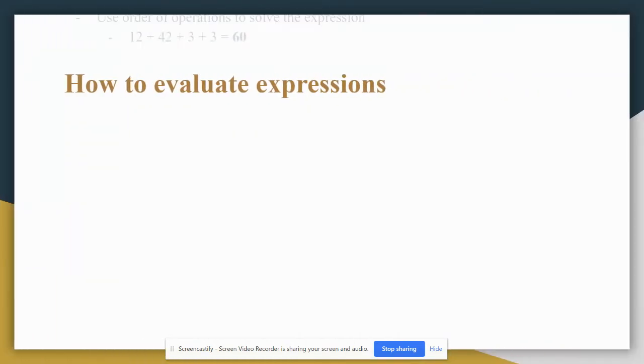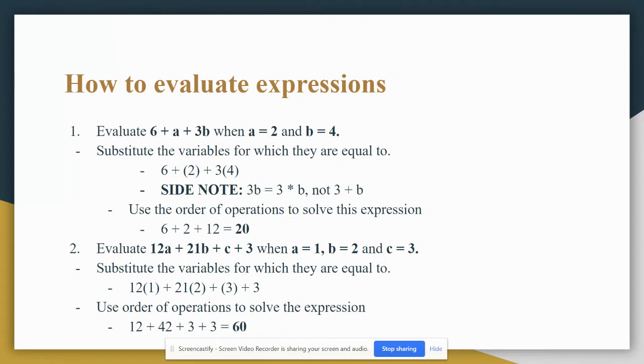How to evaluate expressions. Let's take a look at this first problem. 6 plus a plus 3b, when a is equal to 2 and b is equal to 4. Let's substitute the variables for which they are equal to. 6 plus 2 plus 3 times 4.